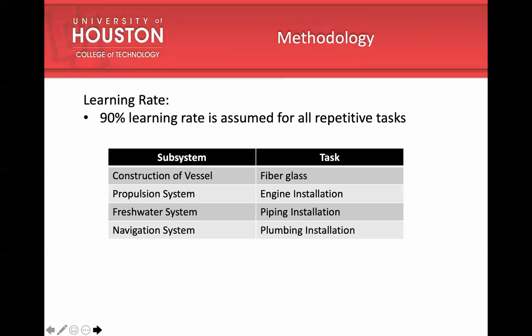Coming to learning rate, which is considered for the repetitive tasks, we assume a 90% learning rate for all the repetitive tasks. In practice it is different, because we don't have a constant learning rate for each and every task. But for simplicity of calculation and budget estimate, we have used a 90% learning rate. These are the tasks where we have used learning rate: fiberglass engine installation, piping installation, and plumbing installation.